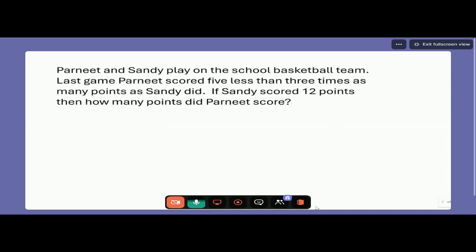Parneet and Sandy play on the school basketball team. Last game, Parneet scored 5 less than 3 times as many points as Sandy did. If Sandy scored 12 points, then how many points did Parneet score?